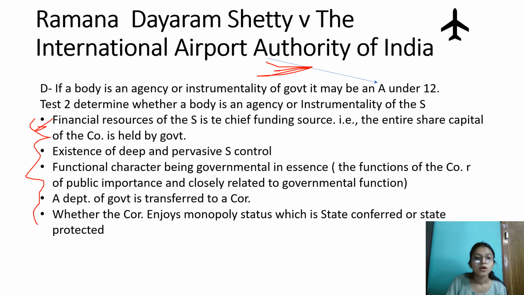It says the financial resources of the state are the chief funding source. For example, the entire share capital of the corporation is held by the government. Existence of deep and pervasive state control: the authority should have the control of the government. Functional character being governmental in essence: the functions of the corporation are of public importance, closely related to governmental functions. A department of government is transferred to the corporation, or the corporation enjoys monopoly status which is state conferred or state protected.